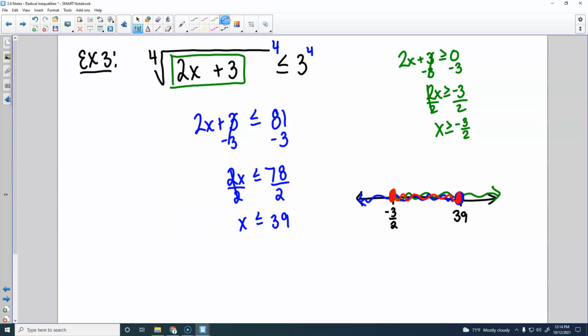So, Major, how am I going to write that answer? Would it be negative 3 halves is less than or equal to x, and then less than or equal to 39? Perfect. That was great.